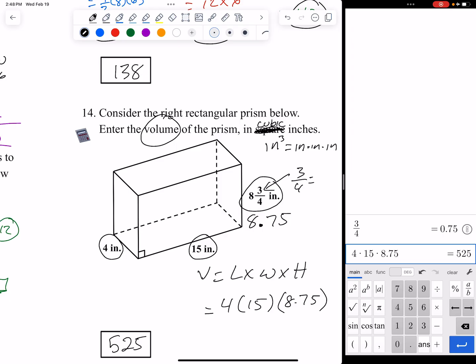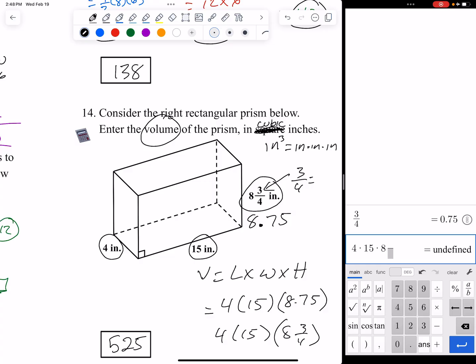525. Now I'm going to do it the other way, just so you can see it, so you can practice. So I can say 4 times 15 times 8 3/4, just so we can see we get the same thing. So I got 4 times 15 times 8, and then I got a fraction, 3 and 4. Did I get the same answer? Yes, we did. Okay. So again, just extra little strategies I throw in there for those of you who want to take advantage or pick something new.